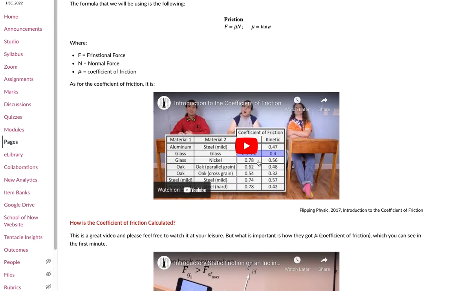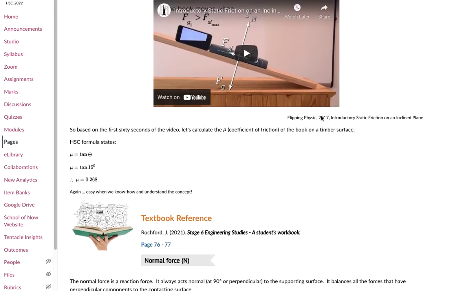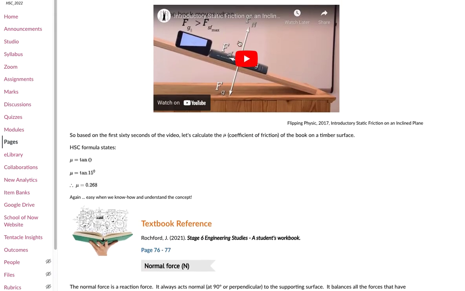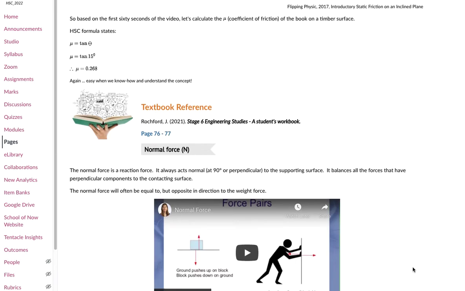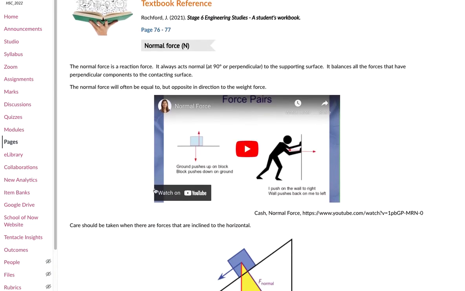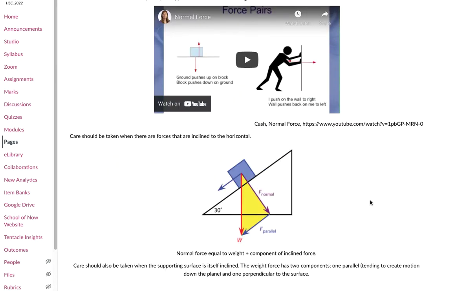Okay, so a good little video on the coefficient of friction, a good one to show you here. Only watch the first minute. You're more than welcome to go on longer, but the first minute shows you how they do this experiment. As for a textbook reference, if you're having a look at Rochford, pages 76 to 77 also cover this content if you want to go and start making notes there. Okay, explanation of friction, starting to break it down into the formulas.